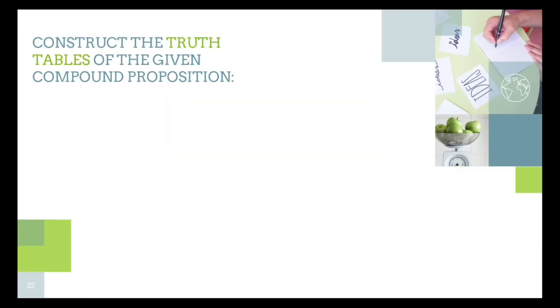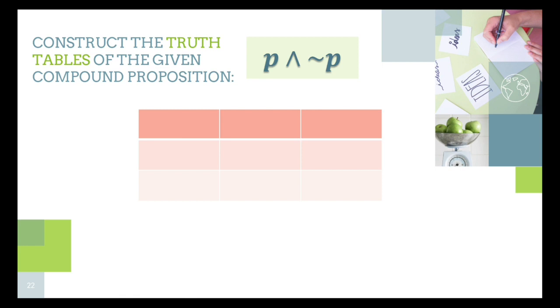Construct the truth tables of the given compound proposition. We have P and not P. Since we only have one variable, which is P, we only have two possible truth values, which is true and false. So we find the not P. True will become false, and from false, it will become true.